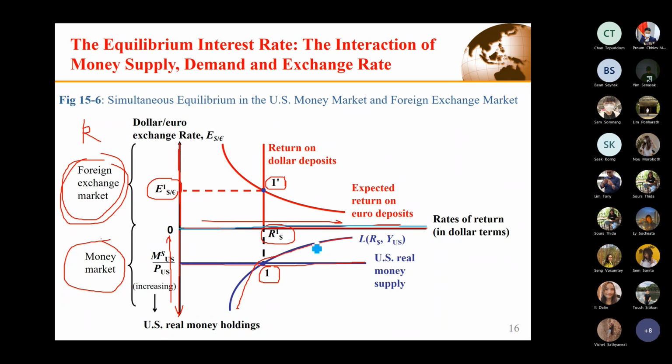So any questions regarding this combination of the foreign exchange market and money market? Do you have any questions?